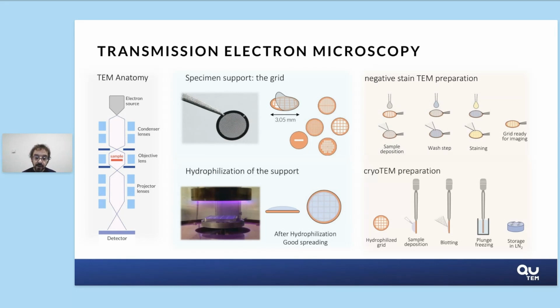And the idea here is to form ice, but amorphous ice, so ice that doesn't have any crystals in it, so that it will not diffract the electrons. So from the time the grid has been plunge frozen, we keep it at cryogenic temperature, in liquid nitrogen, all the way to the imaging. So this is a very brief overview of the whole methodology that we are using. But now, in the next 2 slides, I will talk a bit more about the differences between negative stain TEM and cryo-TEM.